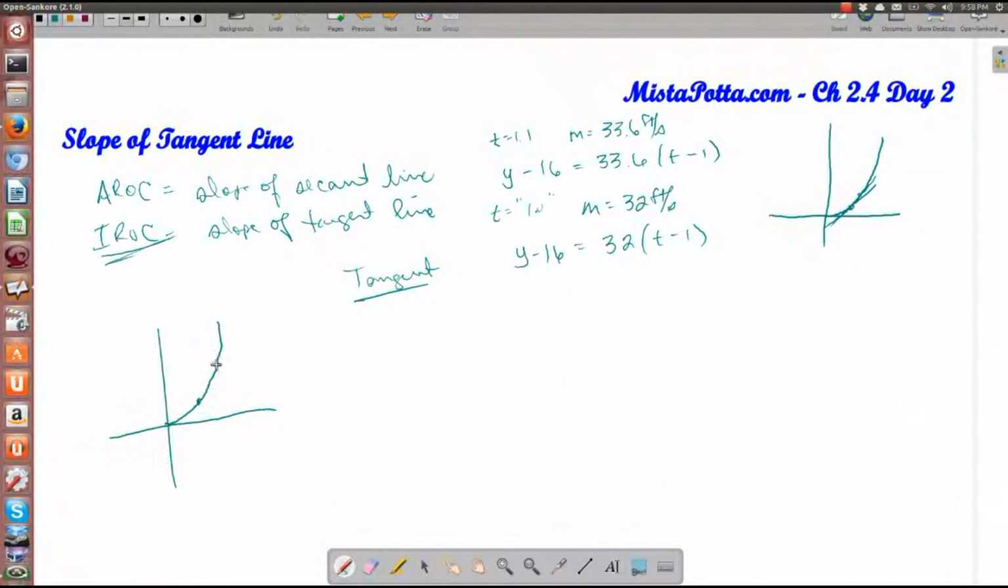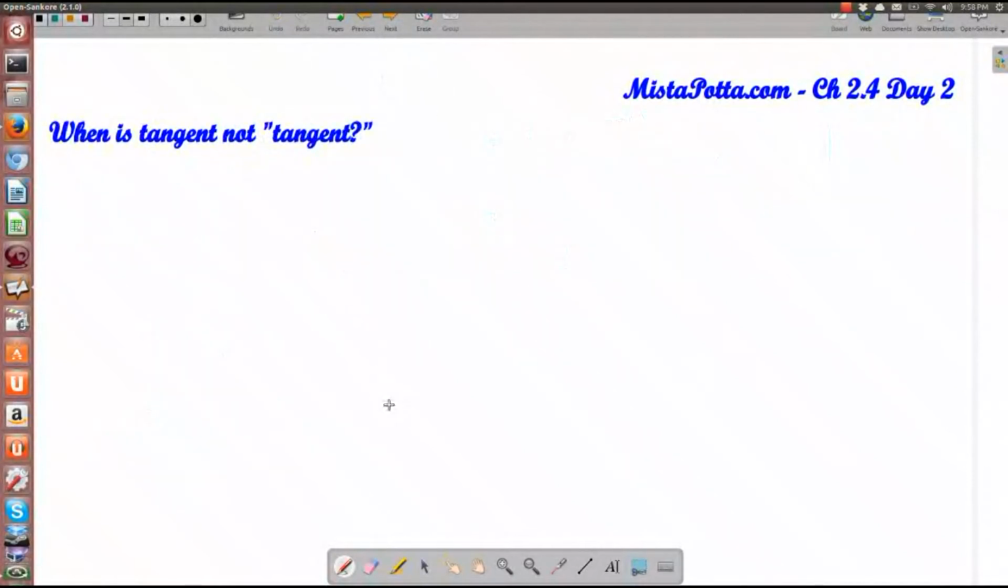Now remember that when we talked about this in geometry, a secant line was a line that passed through 2 points on a curve. But a tangent line is only going to pass through 1 point on the curve. So that's what we're actually calculating here.